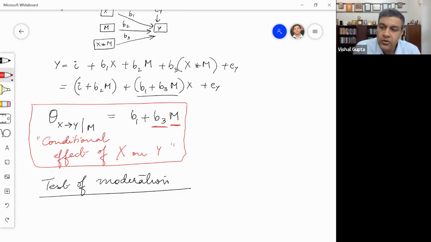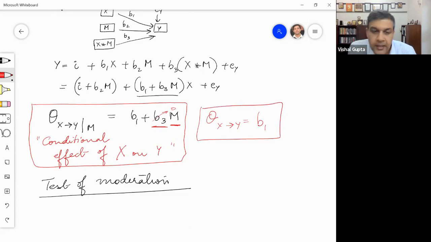If B3 is not significant, for example, if B3 was to be tied at 0, what will happen? The effect of X on Y would become B1. Is this conditional on M? There is no M term here. Therefore, the effect is unconditional. It is always going to be B1. It's a constant B1.